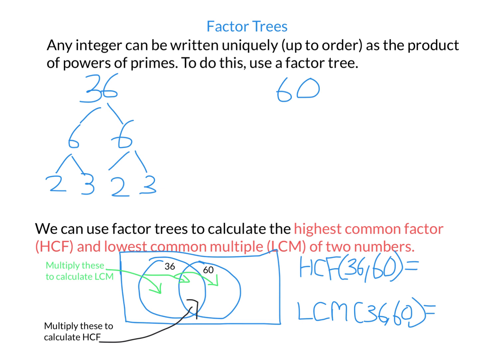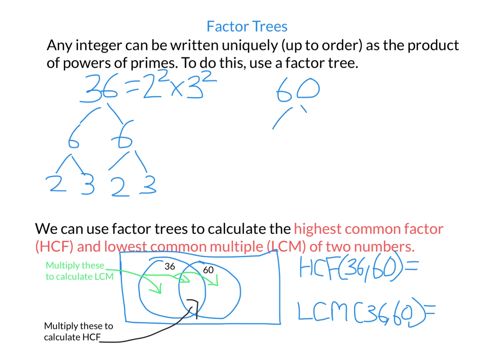2 3s. So 36 is 2 times 2, which is 2 squared, and times 3 times 3, which is 3 squared. 36 is 4 times 9. So I've written 36 as the product of prime numbers: 2 times 2 times 3 times 3. Let's do something similar for 60.